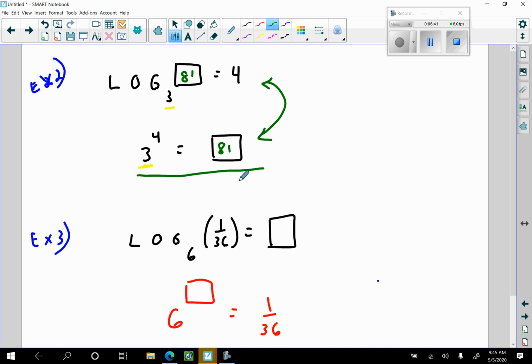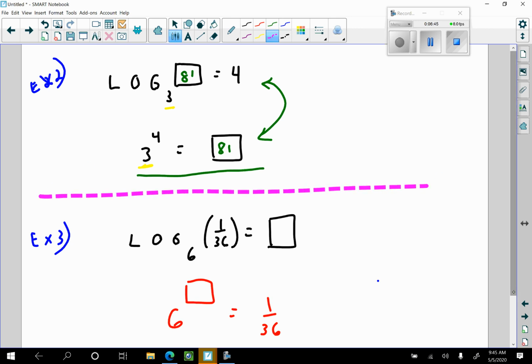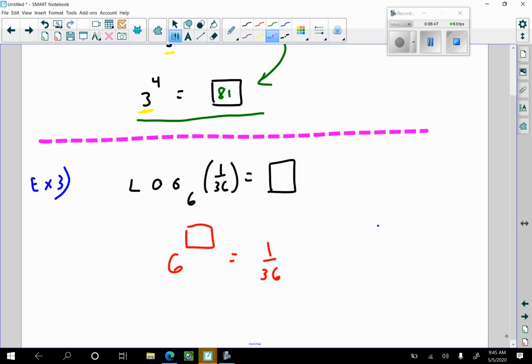Okay. Next example here. I have this guy right here. Oh, I got a fraction. Log base 6 of 1 over 36 is what? Well, how do I evaluate that? I'm going to look at it as an exponential equation. And what does that mean by definition? It means 6 to the box is equal to 1 over 36.